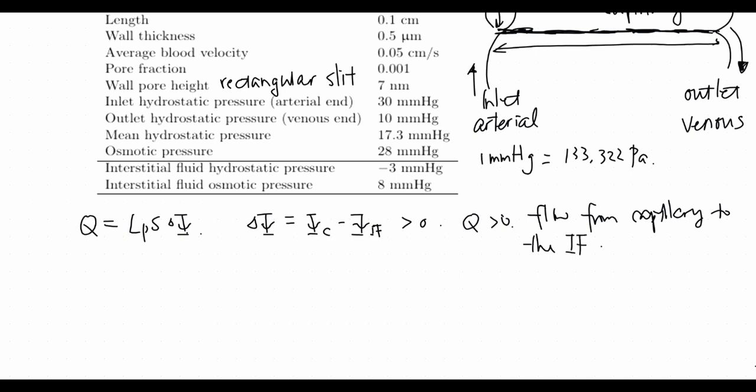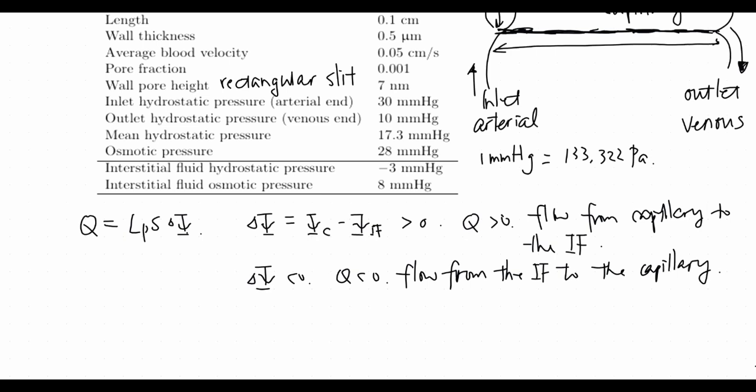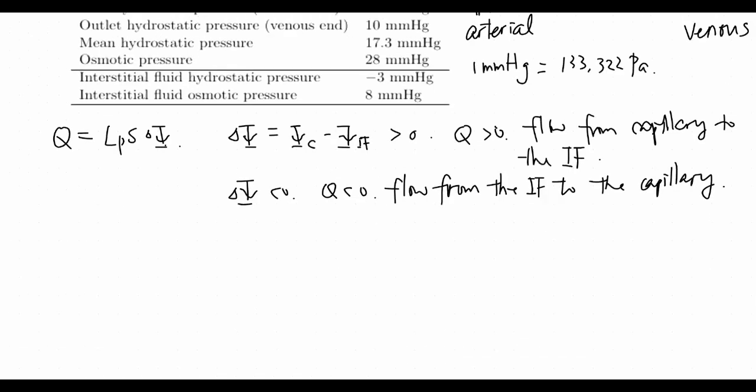On the other hand, if you have delta plus I being less than 0, then you have Q less than 0. Then we have flow from the interstitial fluid to the capillary. Okay, now knowing this, let's look at the sign. So let's calculate delta per psi at the arterial end.